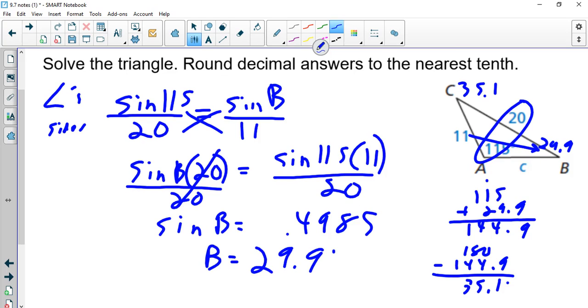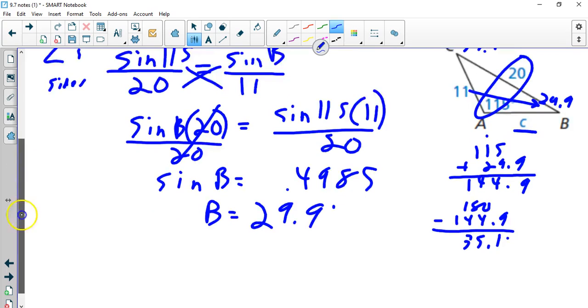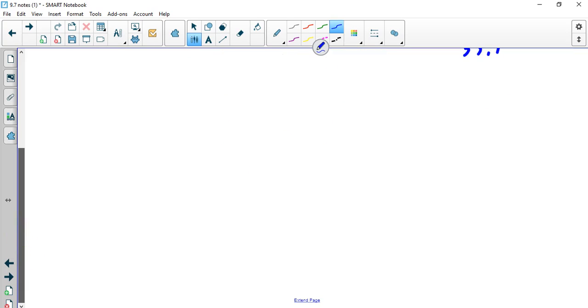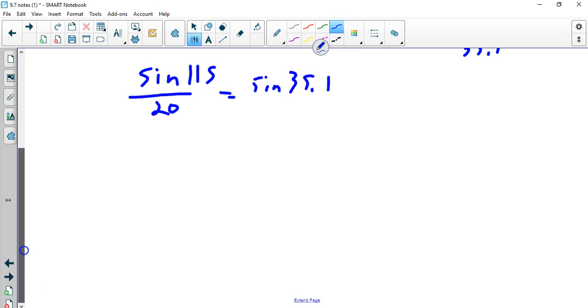And now we're just going to do it all over again to find this right here, except we're going to do A and C. So moving on, do the same setup. Our magic ratio, sine of A, 115. Sine of 115 over 20. That's our magic ratio. Now, we know C is 35.1.